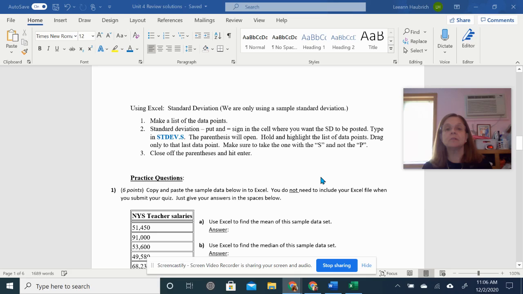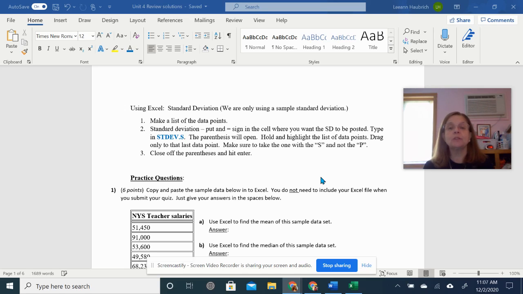Excel will also determine your sample standard deviation. Everything that we are using is only a sample. We do not have the entire population. So for our purposes and for this course, you have your list in there.